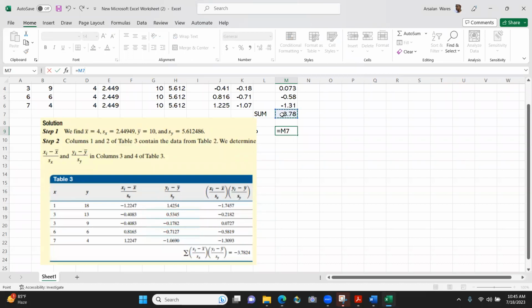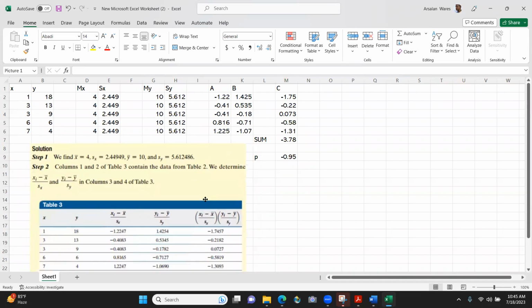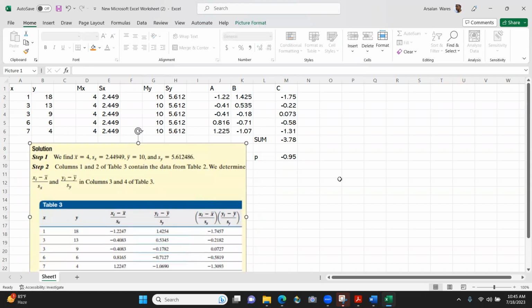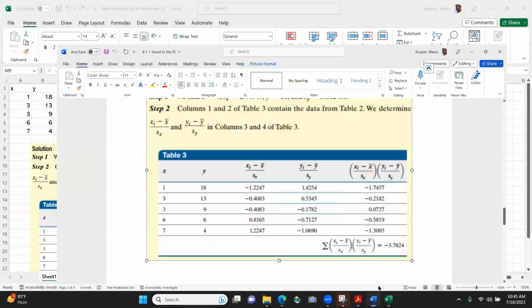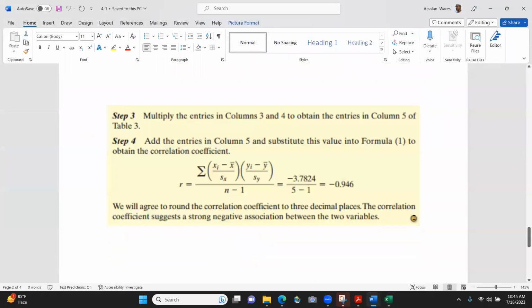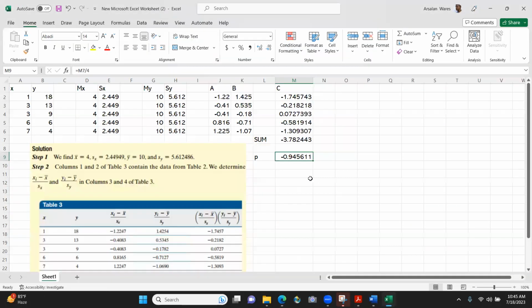And I think n is 5, so I'm going to divide it by 4. It's 1, 2, 3, 4, 5. It's a sample, so you divide by n minus 1. So I divide by 4. I'm getting 0.95. Okay, 0.9546. Let me check the answer. Negative 0.9546. Not bad. We didn't mess up.